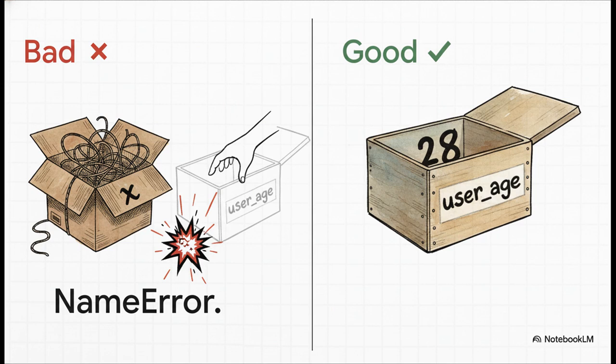And before we move on, 2 quick pro tips. First, please use descriptive variable names. A name like X tells you nothing, but user age, that tells you exactly what's inside. It makes your code so much easier to read later on. Second, you can't use a variable before you've actually put something in it. If you try, Python will throw a name error and your program will just stop.